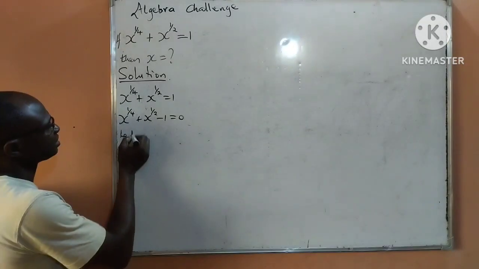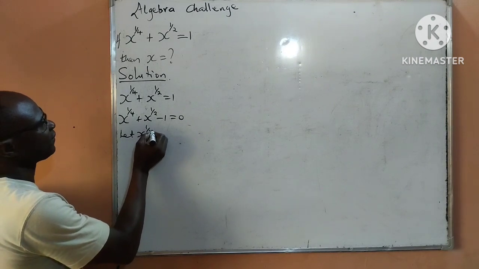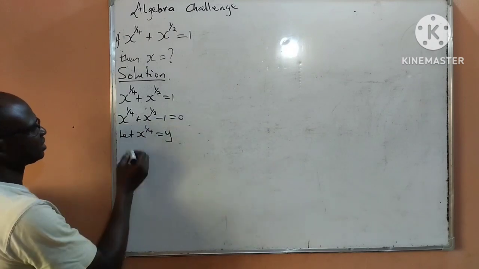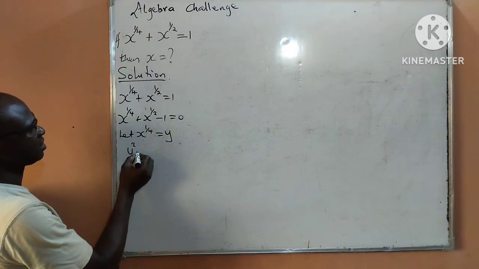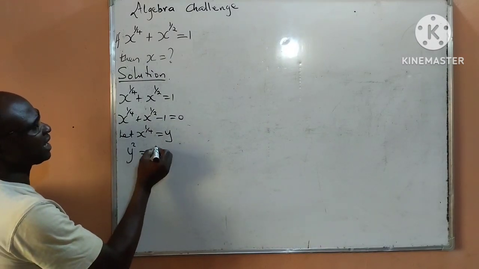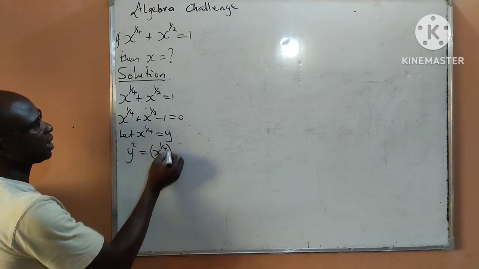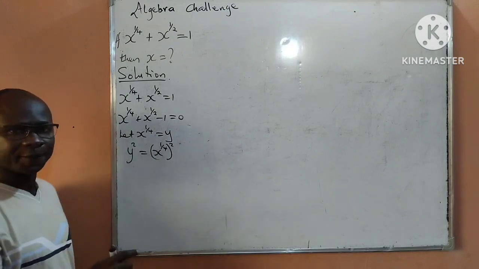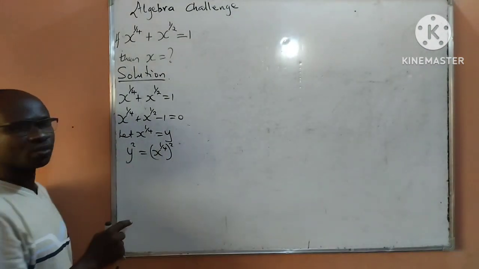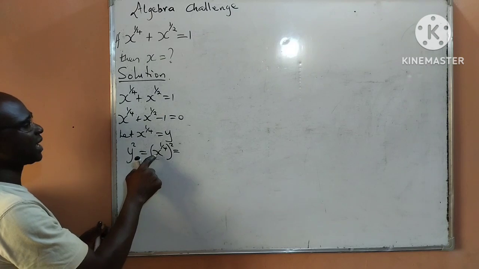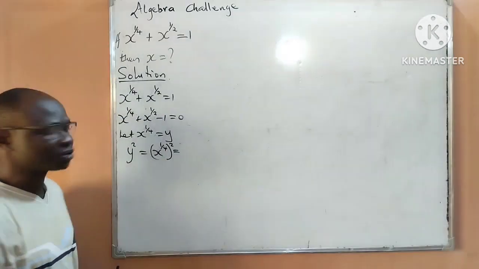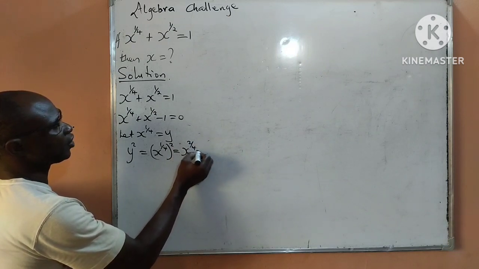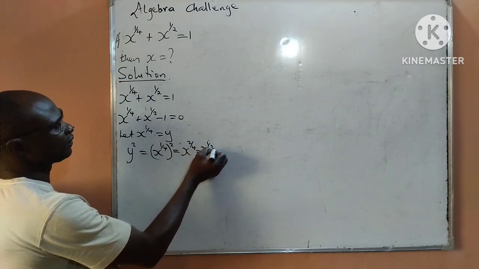Let x raised to the power 1 over 4 be equal to letter y. What it means is that if I square y, that means squaring x raised to the power 1 over 4. Now, what will be y squared? It is going to be x raised to the power 1 over 4 raised to the power 2. If you open the bracket, you get x raised to the power 2 over 4, which is equal to x raised to the power 1 over 2.